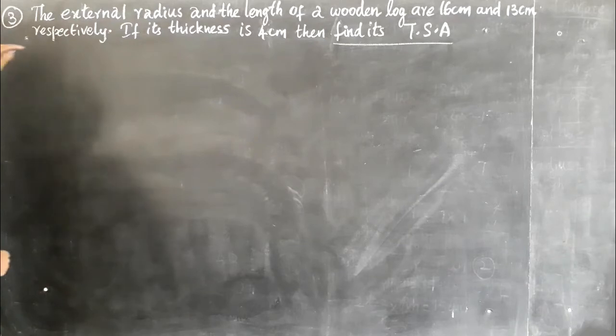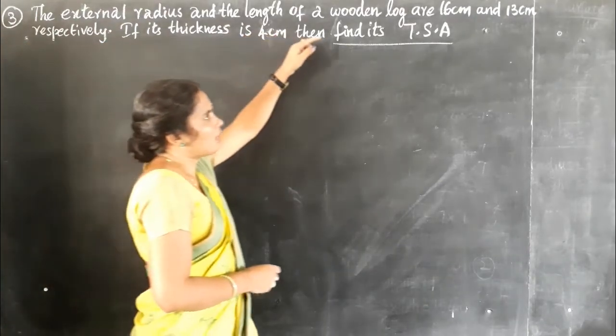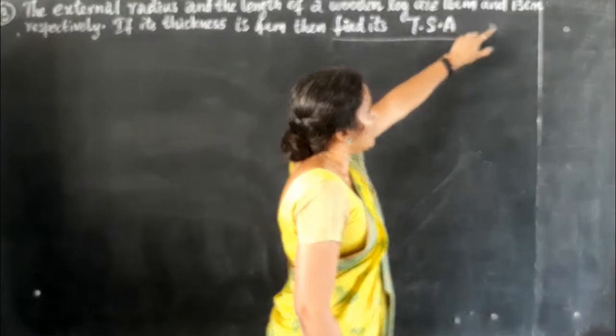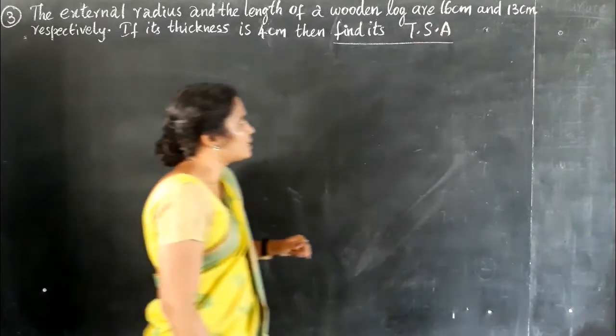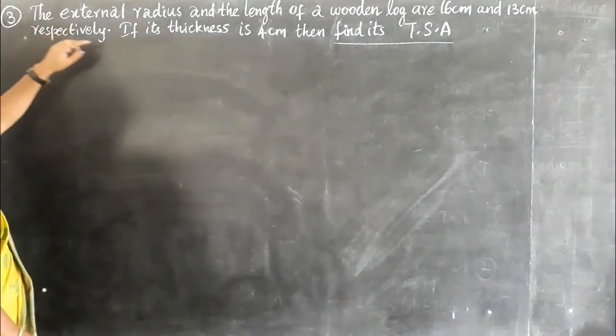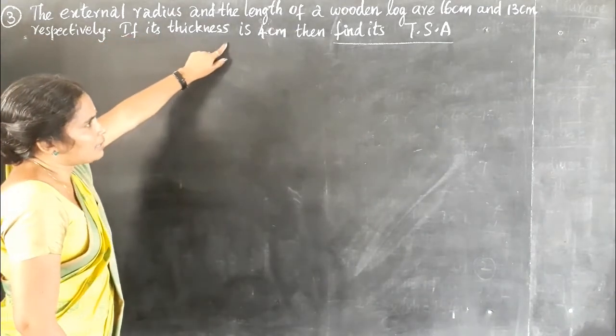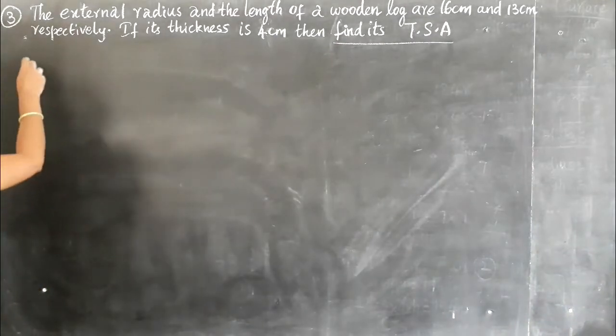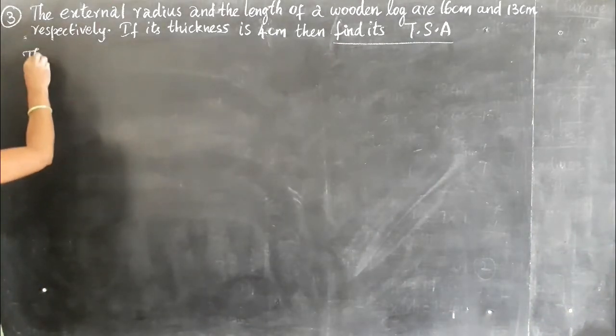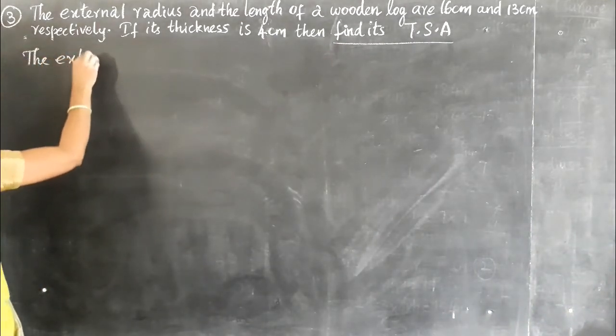Question number 3. The external radius and length of a wooden log are 16 cm and 13 cm. So 16 cm is the radius and 13 cm is the length. If its thickness is 4 cm, find its TSA. Okay. Now, the external radius.